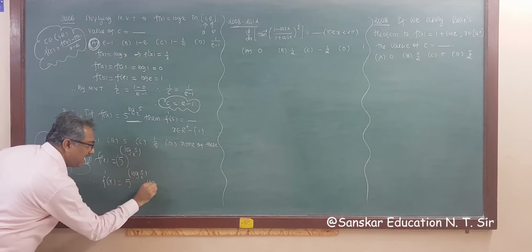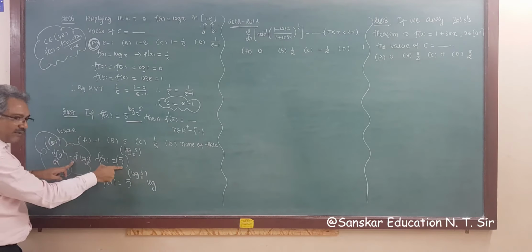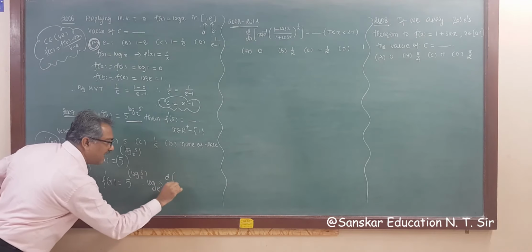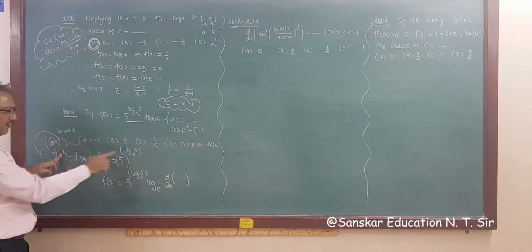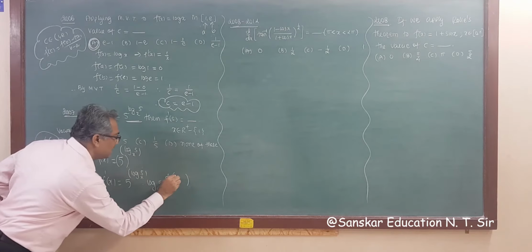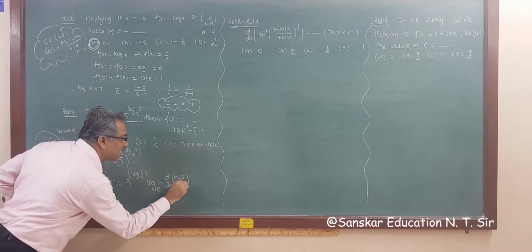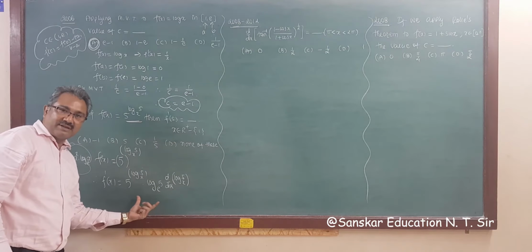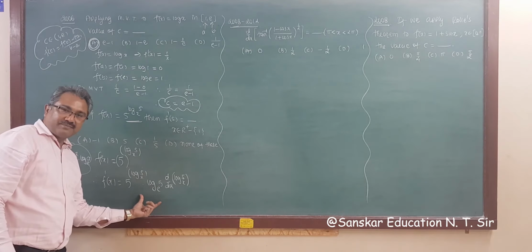Into log a base e. A is 5, so 5 base e into d/dx of the bracket again. Applying the chain rule, the bracket is this, so this is log 5 base x. Got it? So this is the way to differentiate, right?